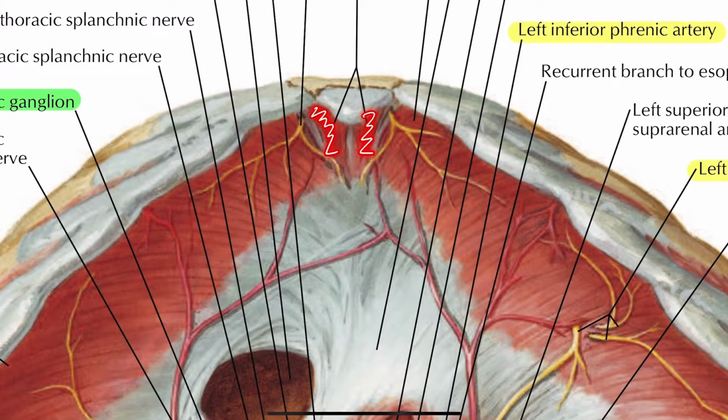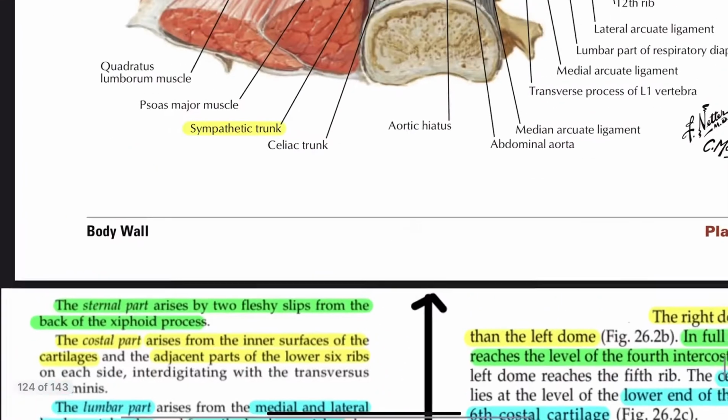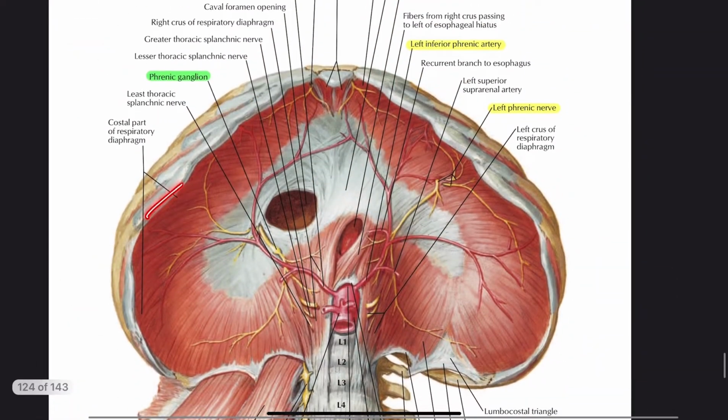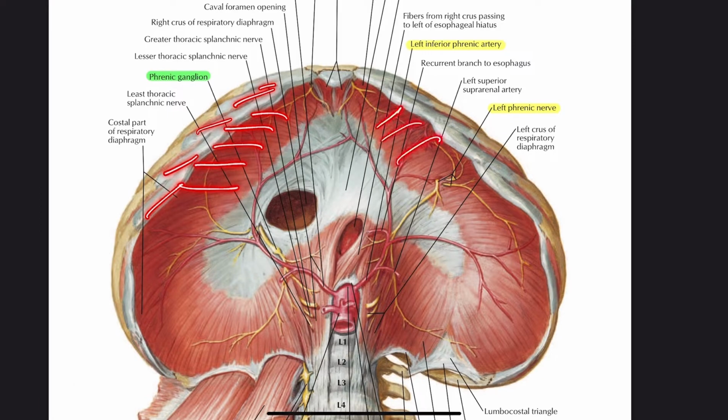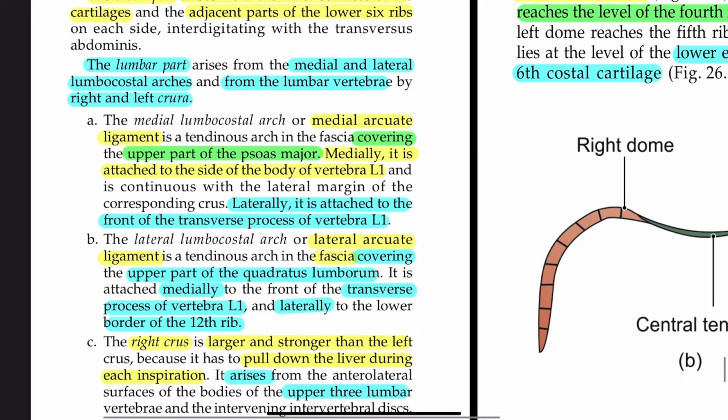This one. All right. Next, you have the costal part, which arises from the inner surfaces of the cartilages and adjacent part of the lower six ribs. Here you have the cartilaginous part of the ribs and the muscle fibers arising from it. Okay. And next you have the lumbar part. In the lumbar part, let's study the medial arcuate ligament first.